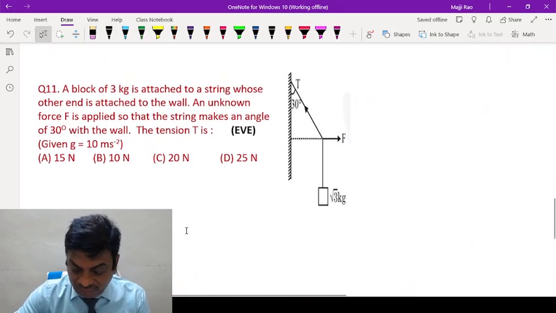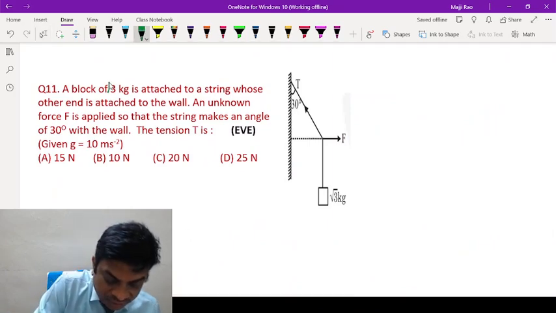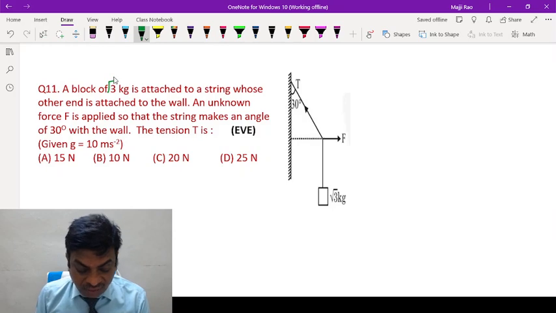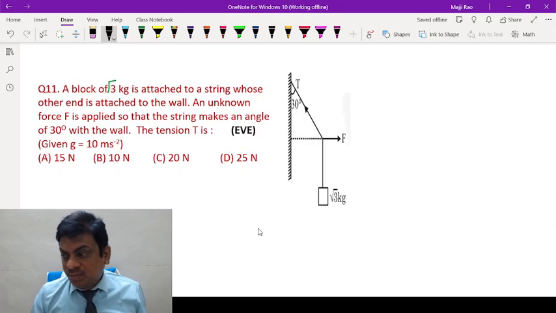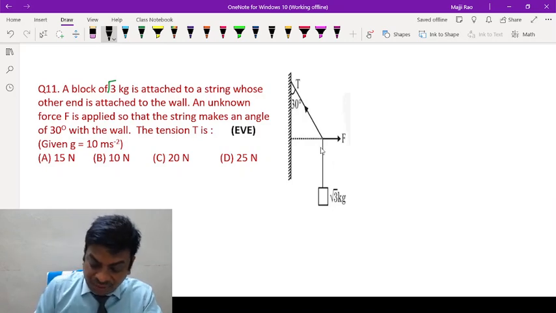A block of root 3 kg is attached to a string whose other end is attached to the wall. An unknown force F is applied so that the string makes an angle of 30 degrees with the vertical. Find the tension in the string. Now students, a simple thing you have to remember.